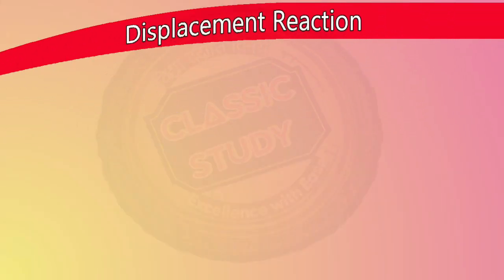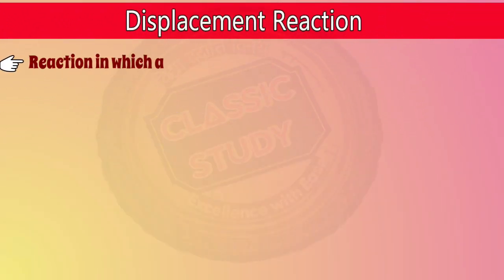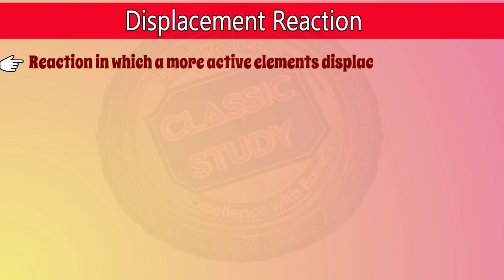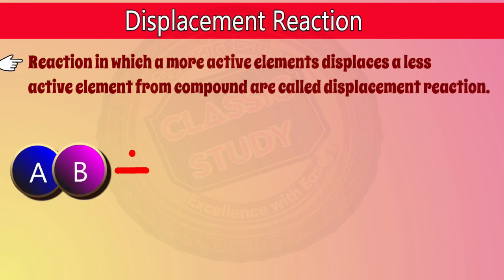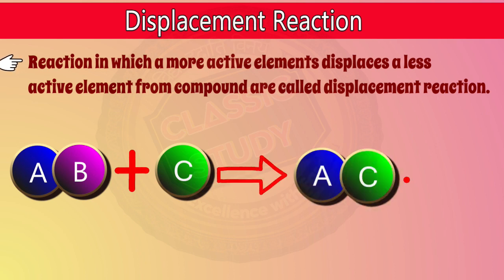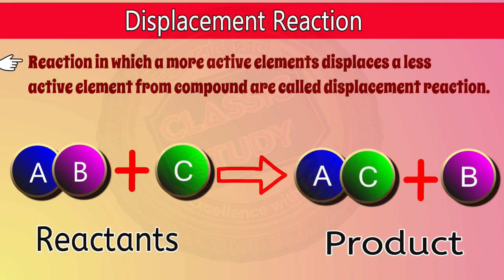Displacement reaction. A reaction in which a more active element displaces a less active element from a compound is called a displacement reaction. For example, a compound AB combines with C, where C displaces a part of the compound and the product is AC plus B.